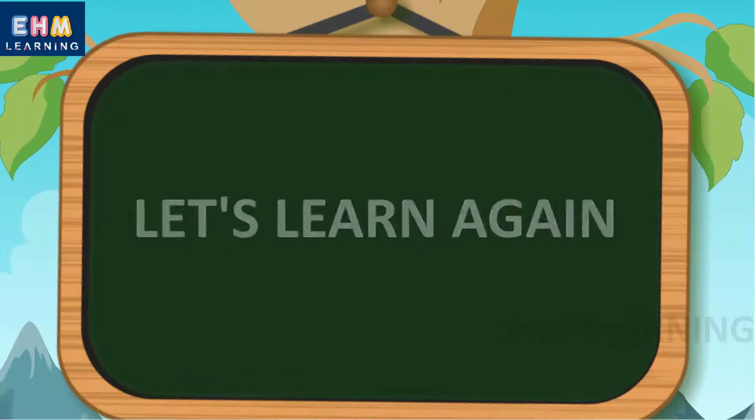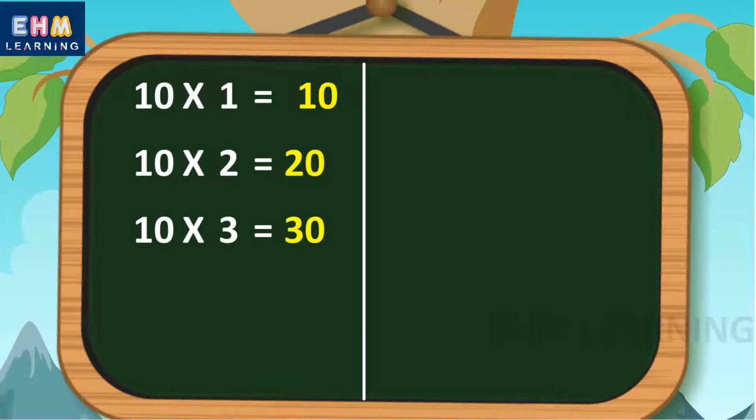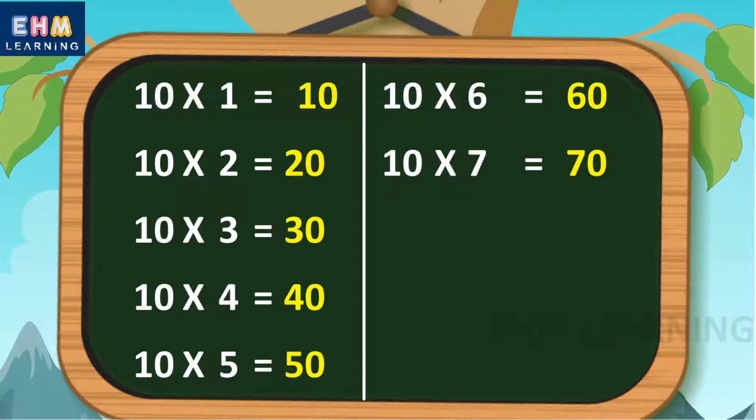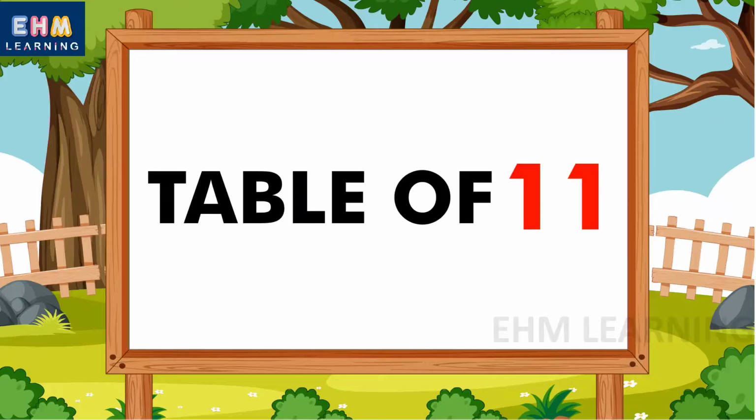Let's learn again. 10 ones are 10. 10 twos are 20. 10 threes are 30. 10 fours are 40. 10 fives are 50. 10 sixes are 60. 10 sevens are 70. 10 eights are 80. 10 nines are 90. 10 tens are 100. Table of 11.